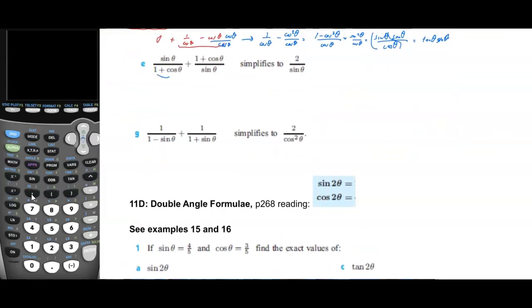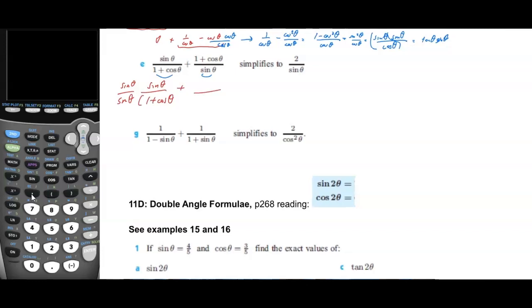Again, if you have two fractions that don't have a common denominator, what you want to do is get a common denominator. So let's multiply the first one times sine theta over sine theta, because that is going to get us a common denominator. And the second one we will also multiply by 1 plus cosine theta, because that will also get us a common denominator.